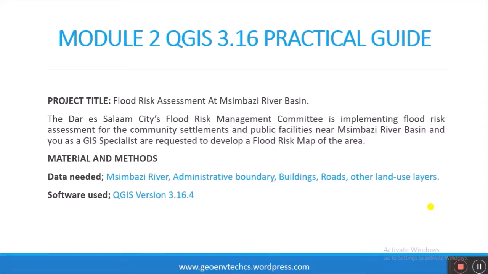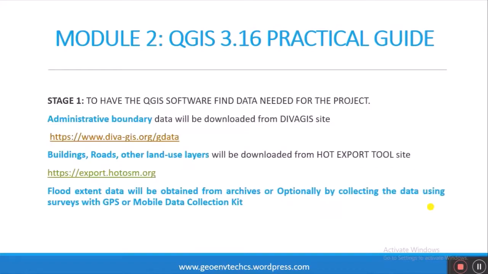So we need to have Msimbazi River data, we need to have administrative boundaries, we need to have buildings and other data layers that we would wish to visualize within our map. And also we need to have a software. So coming to the stages of how you can start your project, this is the first stage. You need to have a QGIS software, and you need to find the needed data for your project.